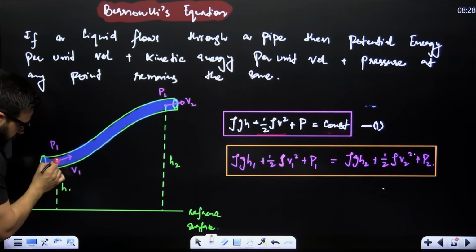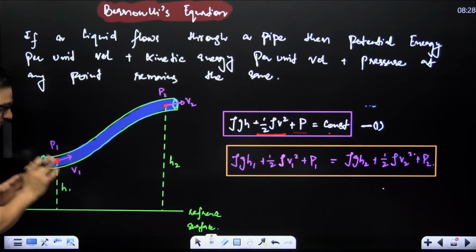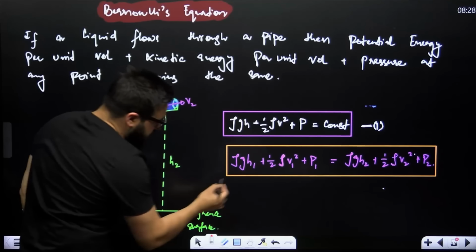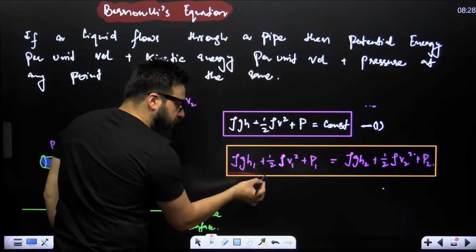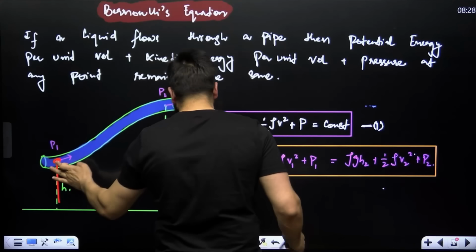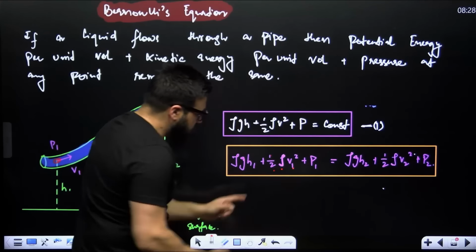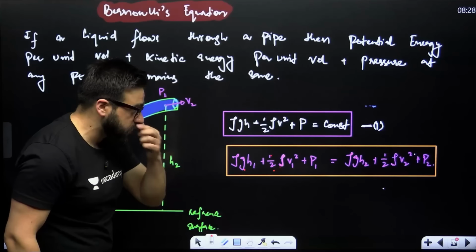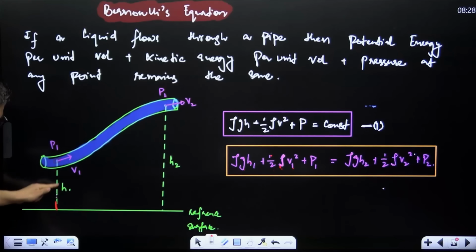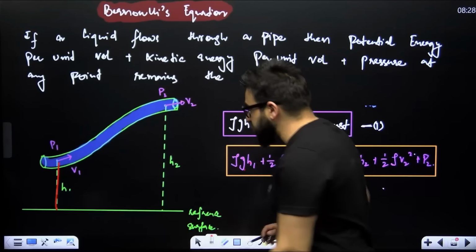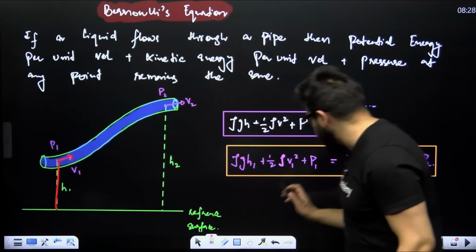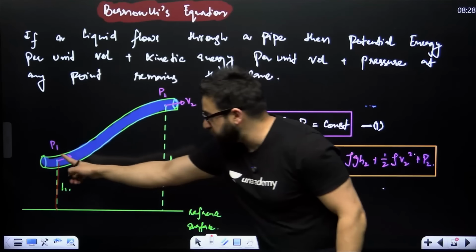Let's suppose you take the unit volume here, and you take the unit volume here. Now, what is the potential energy at this point? Rho g h1, directly remember. What is the kinetic energy of the unit volume here? 1 by 2 rho v square, where rho is the density, g is acceleration due to gravity, h1 is the height of this liquid at this point, v1 is the velocity of this liquid at this point. Okay, then p1 is the pressure at this point.